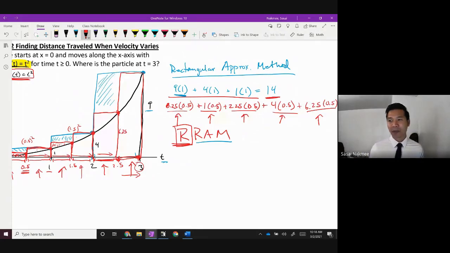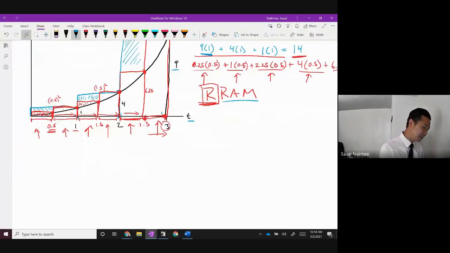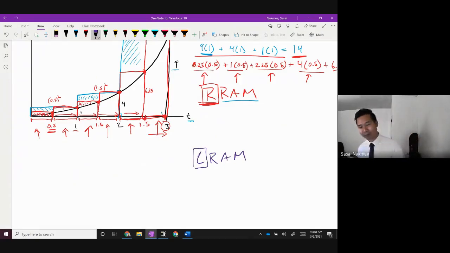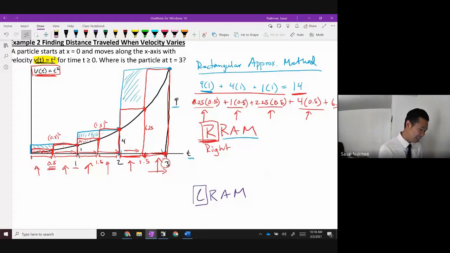That of course leads me to the next one, which we call LRAM. What do you guys think LRAM stands for? Don't overthink it. R over here stands for the right rectangular approximation. L is going to stand for the left rectangular approximation. So if we do LRAM, we're looking at the left rectangular approximation. Let me show you what that looks like.